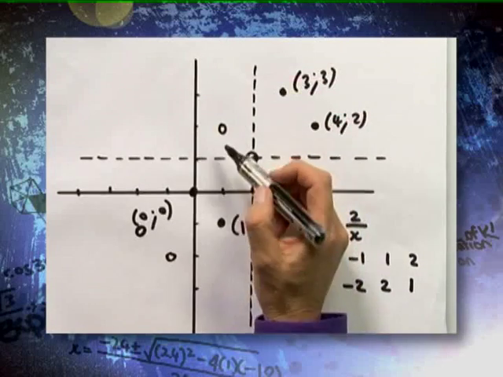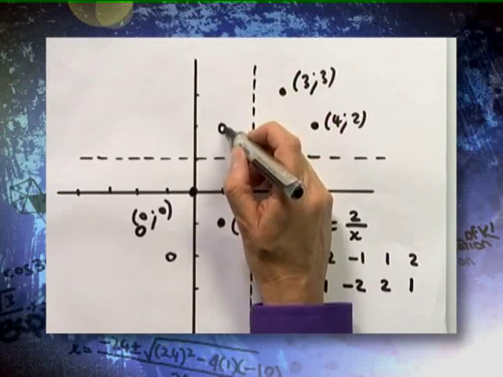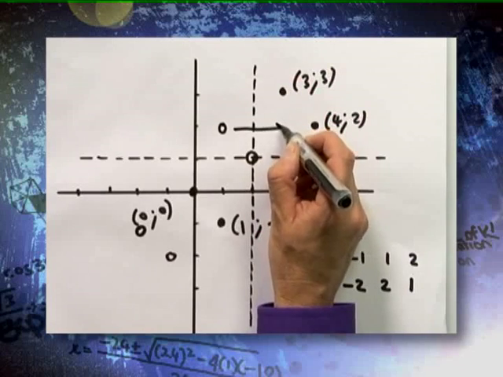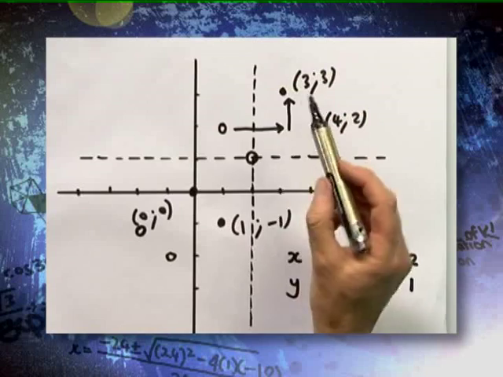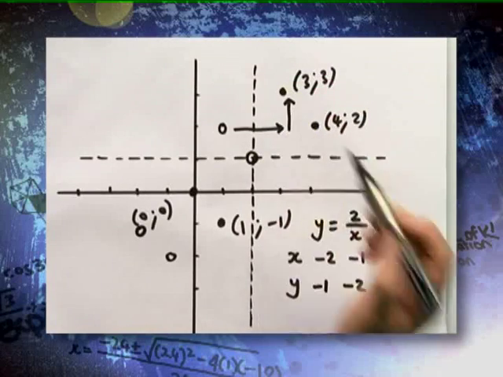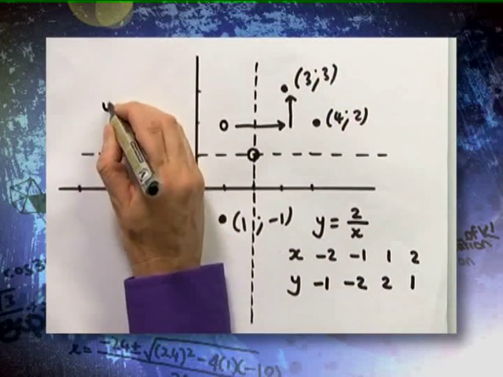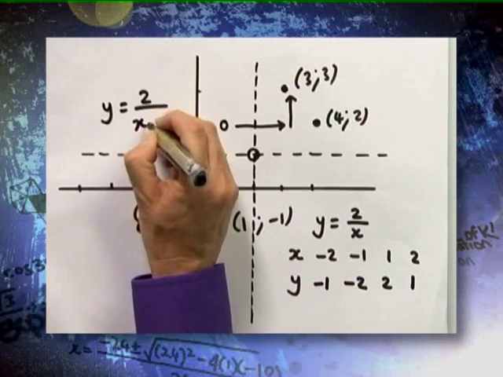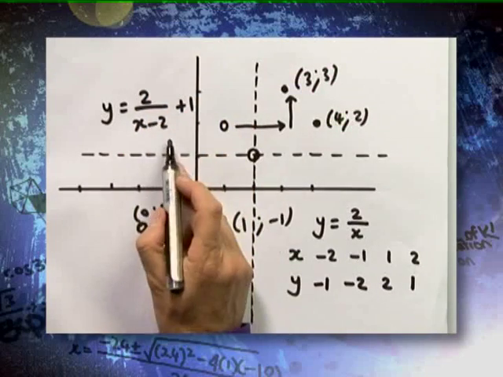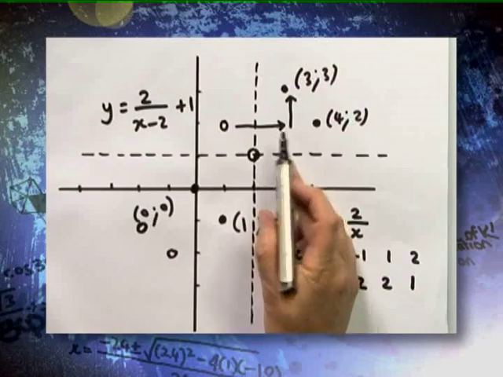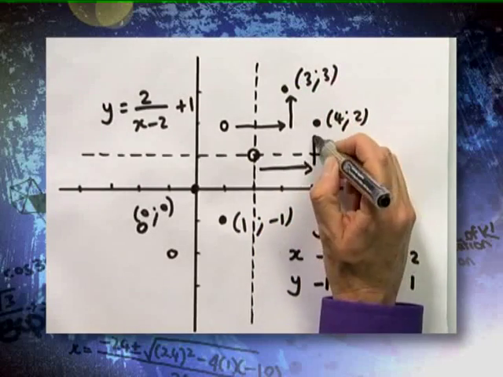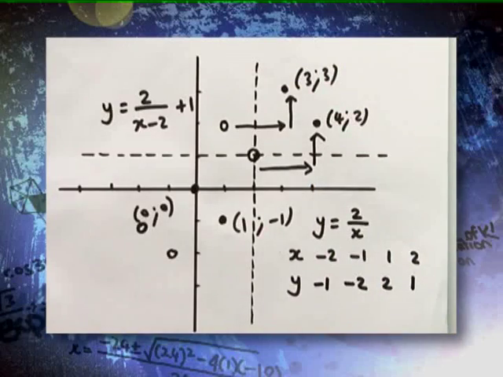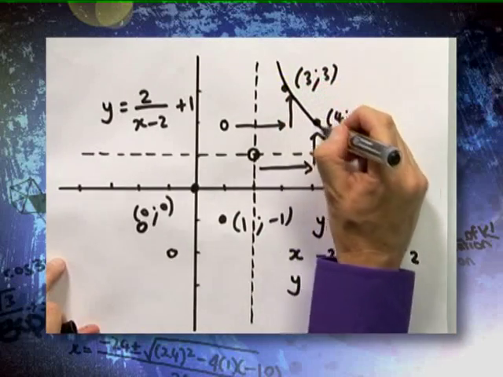Now watch this. When you shift this point 2 units to the right and 1 up, you're going to get 3, 3. So that's where we get this graph, y equals 2 over x minus 2 plus 1. It goes 2 right and 1 up. If you look at that, you draw that graph in there. So be very careful with this.